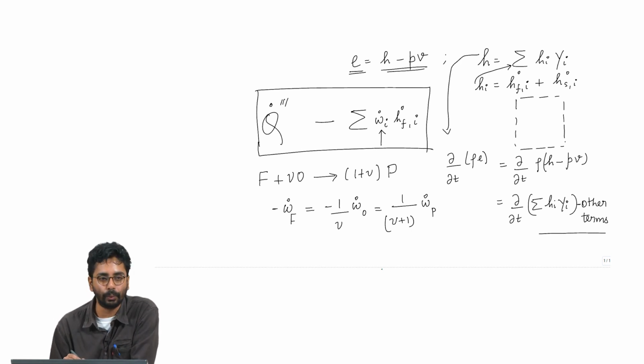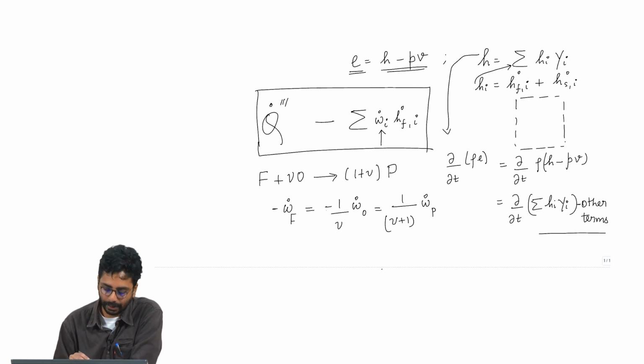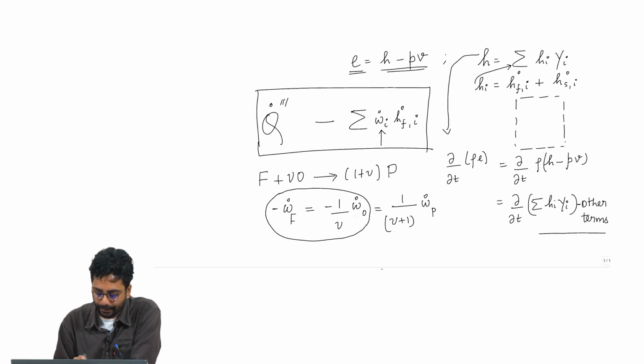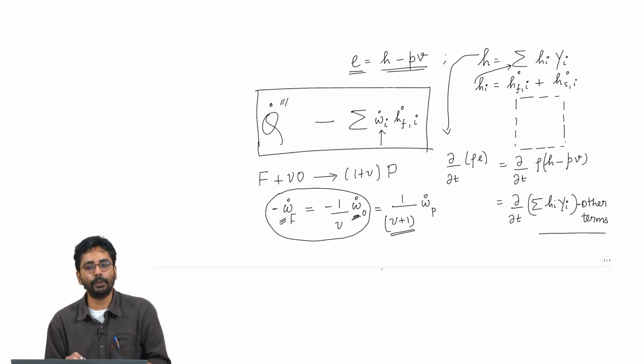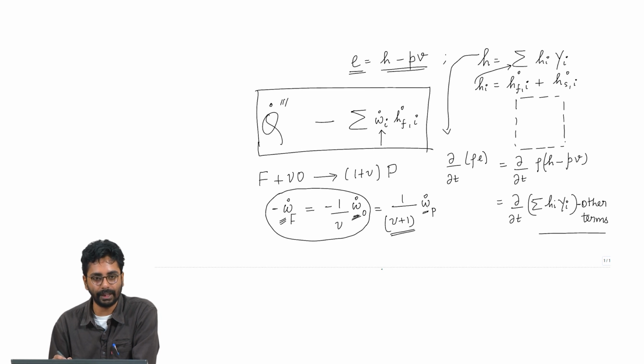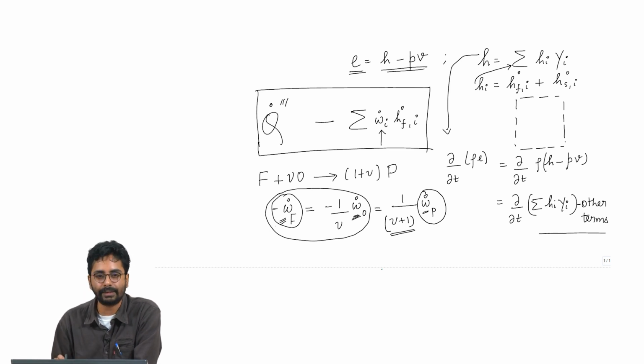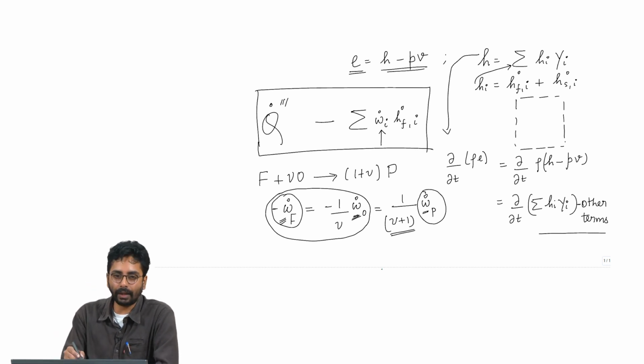I will just explain what this equation means one more time. Omega dot O is the rate of consumption of the oxidizer. The rate of consumption of the oxidizer must be equal to nu times the rate of consumption of fuel. That is what is expressed by this part of the equation. And when omega dot F amount of fuel is consumed, it should result in the formation of nu plus 1 times products. So, this equation simply expresses that fact. Now, omega dot i, here i stands for fuel, oxidizer and products, correct.